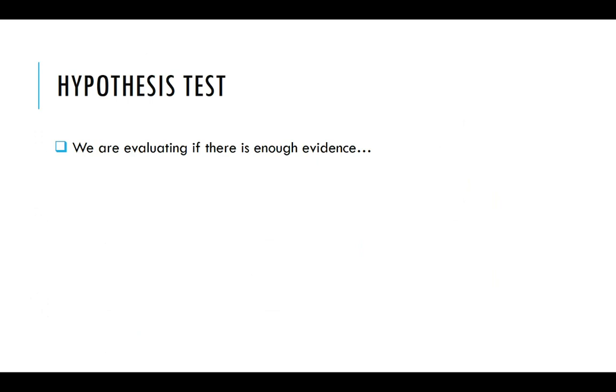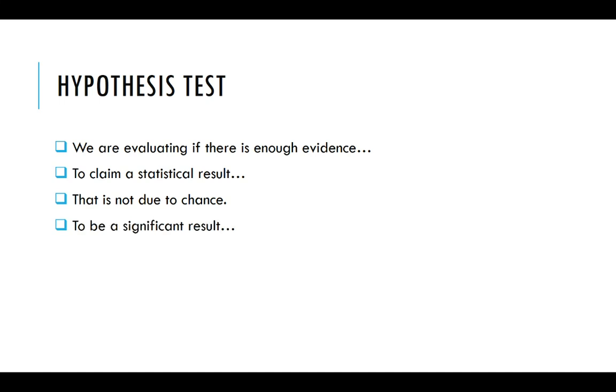Remember, we're trying to evaluate if there is enough evidence in order to claim that there's a statistical result, right? And when we say we want to claim a statistical result, we're simply saying we want to rule out that it's due to chance. We're trying to say, look, this result is not due to chance. So to be a significant result, then we have to have enough evidence. And that evidence needs to clear a bar.